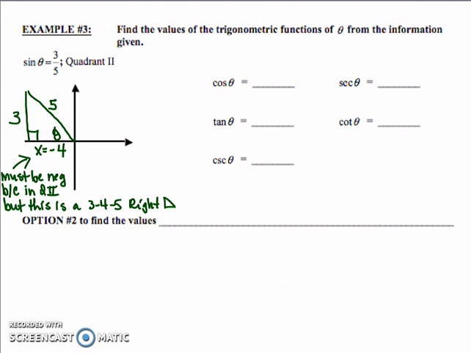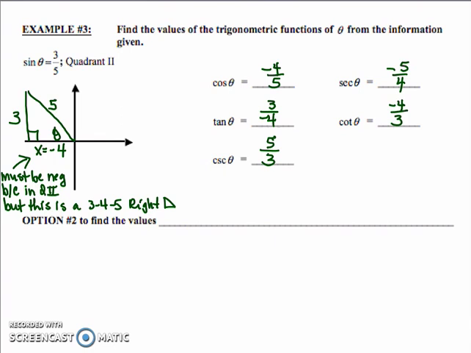Cosine theta is going to be adjacent over hypotenuse, so that's going to be negative 4 over 5. Tangent theta is going to be opposite over adjacent, so that's going to be 3 over negative 4. Cosecant theta is going to be the reciprocal of sine, so if sine was 3 over 5, cosecant is 5 over 3. Secant is the reciprocal of cosine, so that's going to be negative 5 over 4, and cotangent is the reciprocal of tangent, that is going to be negative 4 over 3.